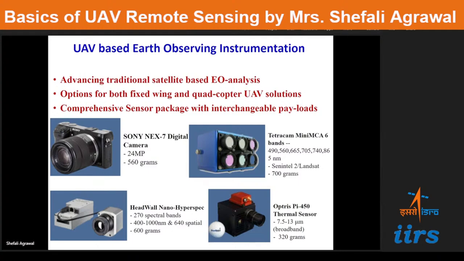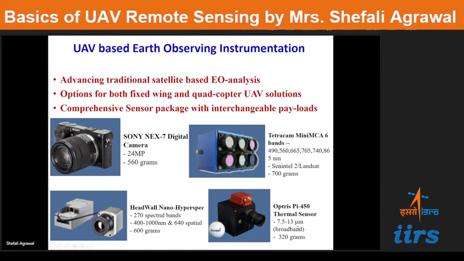And that's very simple. As it says, the weight of this camera is just 560 grams, which is an RGB camera with 24 megapixels. This is a multispectral camera which has bands matching the ranges of Sentinel-2 and Landsat, with a weight of 700 grams. Then this is a thermal sensor, which is 320 grams, measuring temperature in the range of 7.5 to 13 micron.